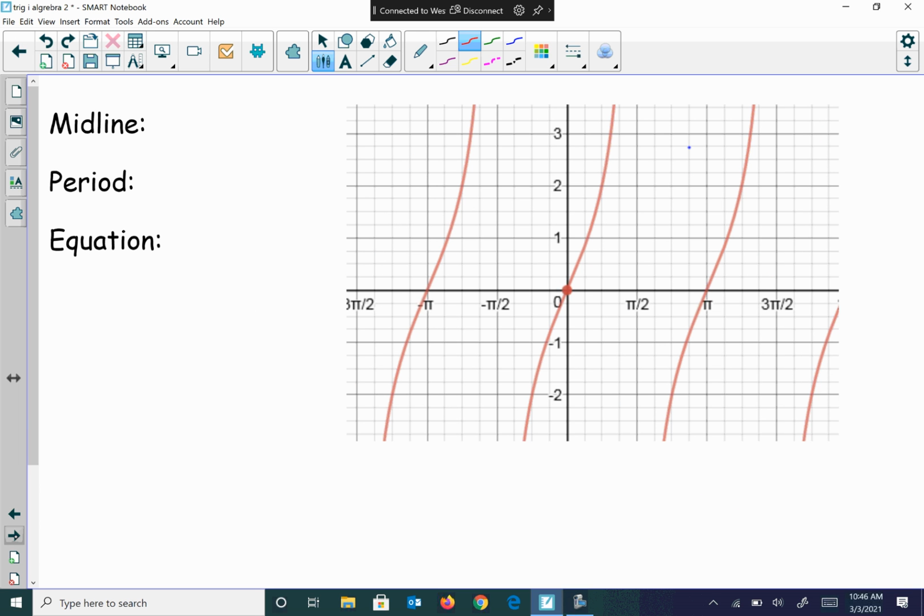All right, this one, take a look at one iteration. This distance here is still pi. Okay, so that's going to happen a little differently. That's 0, so I have a midline of 0. I have a period of pi. So this is just going to be y equals tangent of 2x. Done.